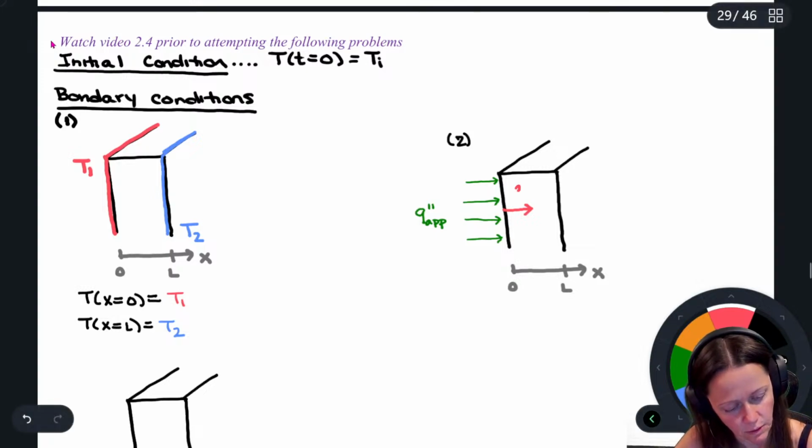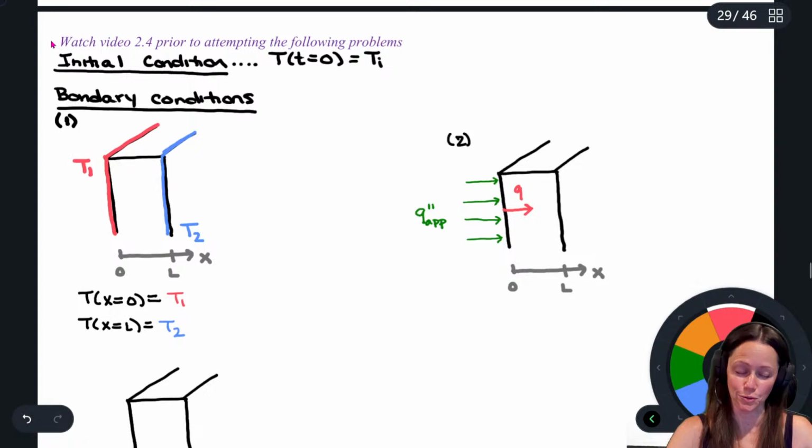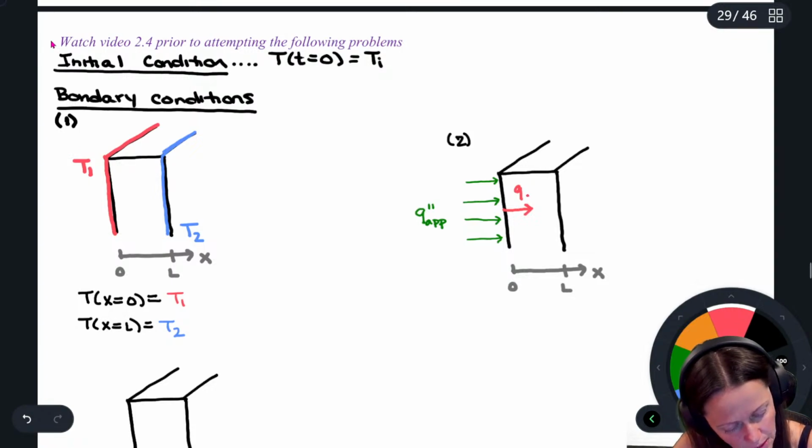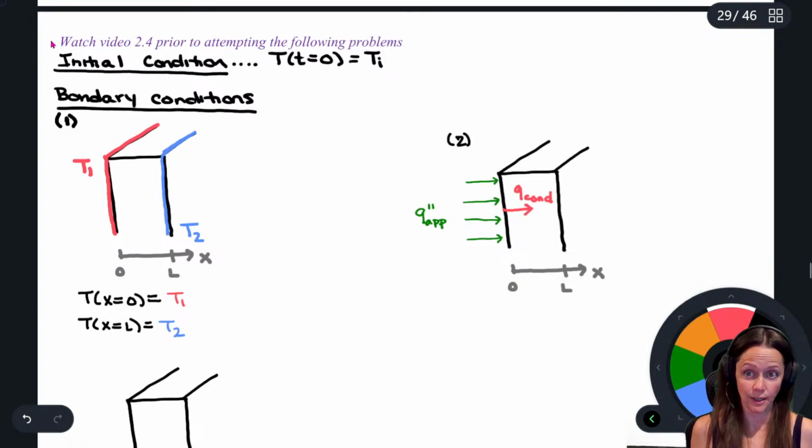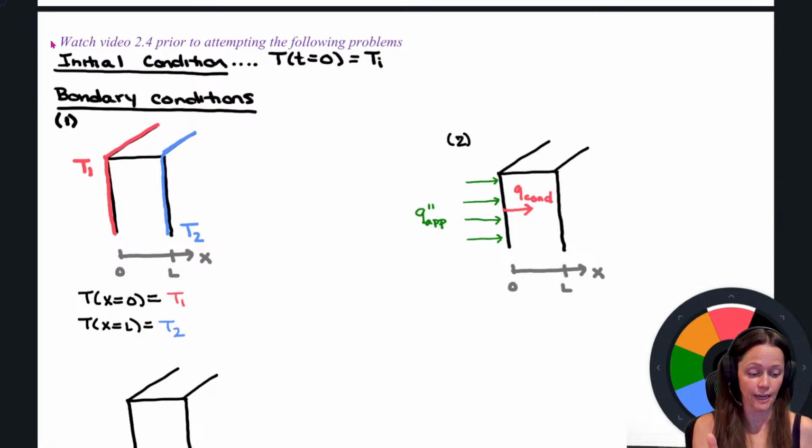If it makes you feel better, put a whole bunch of other little red arrows. But this would be Q by conduction. I know there's a Q by conduction because if I did an energy balance on that surface at x equals 0, remember a surface is two-dimensional, and so there's no volume to store energy or for there to be energy generation. So whatever is coming in has to be going out.